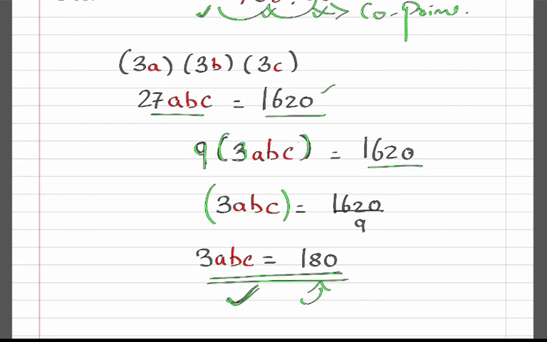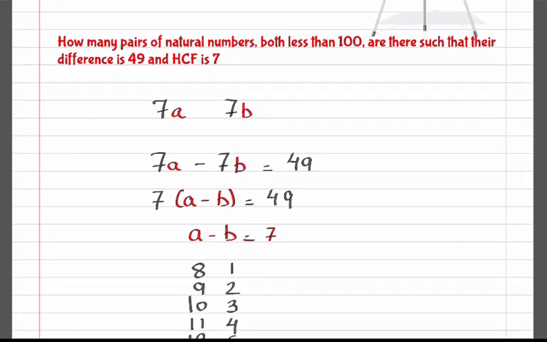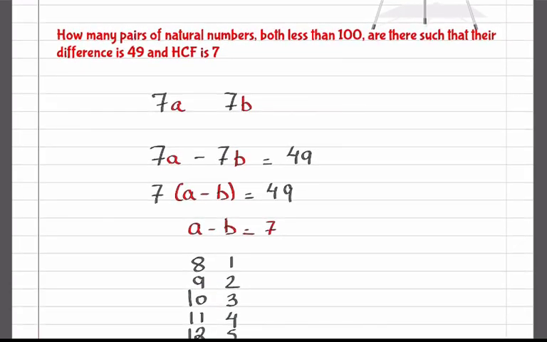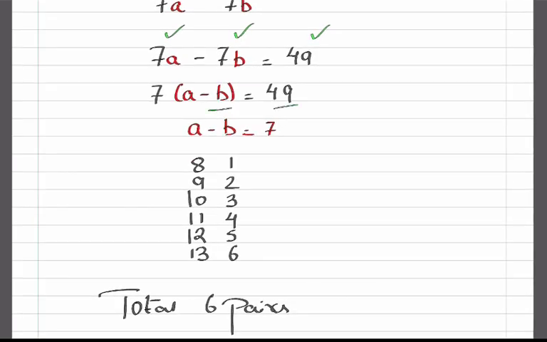Okay, so again applying the same properties that we have learned with LCM and HCF. One more problem which could be a hurdle problem on LCM HCF. How many pairs of natural numbers both less than 100 are there such that their difference is 49 and HCF is 7? So I say okay, one number is 7A, other number is 7B. Since their difference is 49, 7A minus 7B will be equal to 49. So 7 into (A minus B) will be equal to 49. So A minus B will be equal to 7. Okay, and I know A and B have to be co-prime. So what are the numbers that I can write?